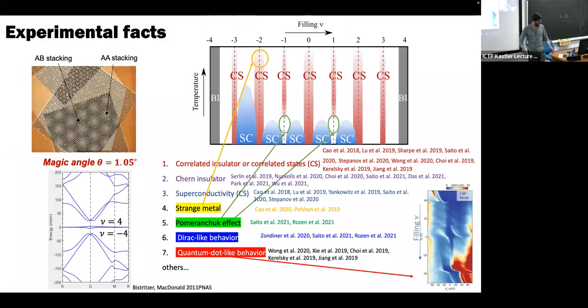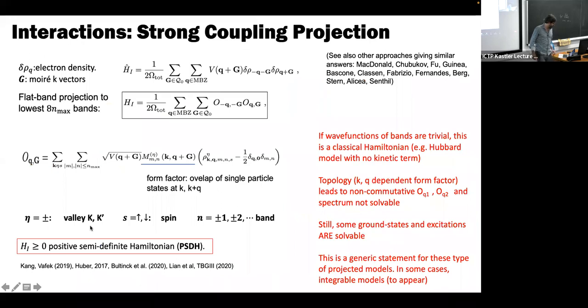Now, we know the phase diagram. Leonid showed it of this system. We're interested in tuning it from minus 4 to 4. Now, there are many approaches to this system. The one that I will look at, for example, because I already talked about projecting to flat bands, is a strong coupling projection. But I need to point out that there are many other approaches which give similar answers.